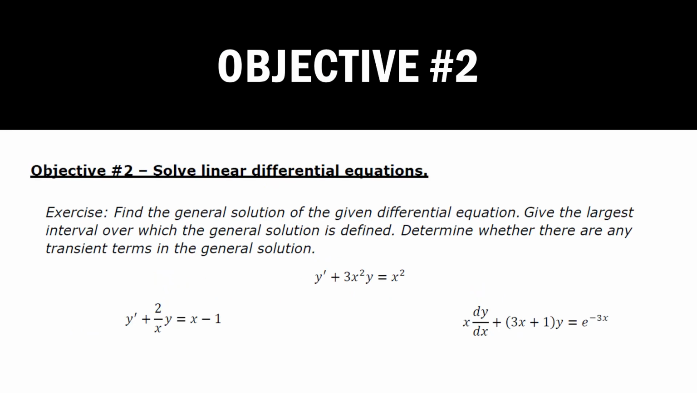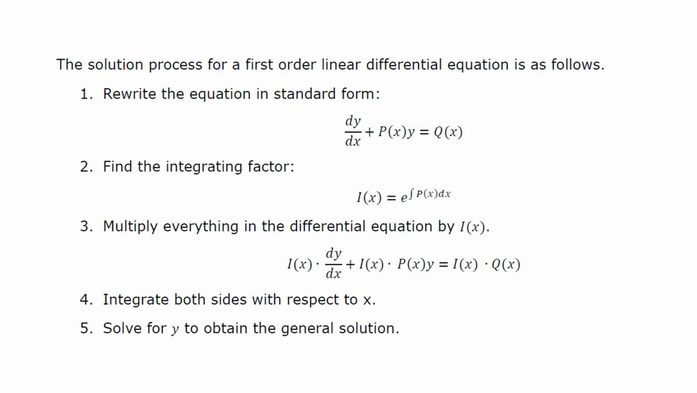Objective 2, solve linear differential equations. Okay, so here we are given the following problems, and with these problems we're asked to find the general solution of the given differential equation, give the largest interval over which the general solution is defined, and then determine whether there are any transient terms in the general solution. And transient terms just refer to the temporary part of a solution that decays over time and doesn't persist in the long term. Okay? But before we go into those, let's go over our step process.